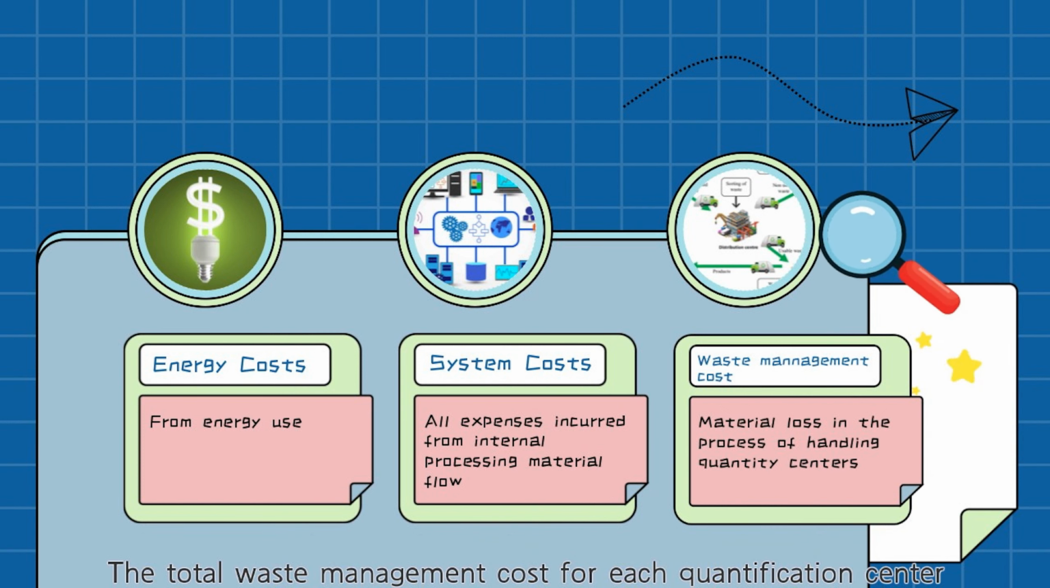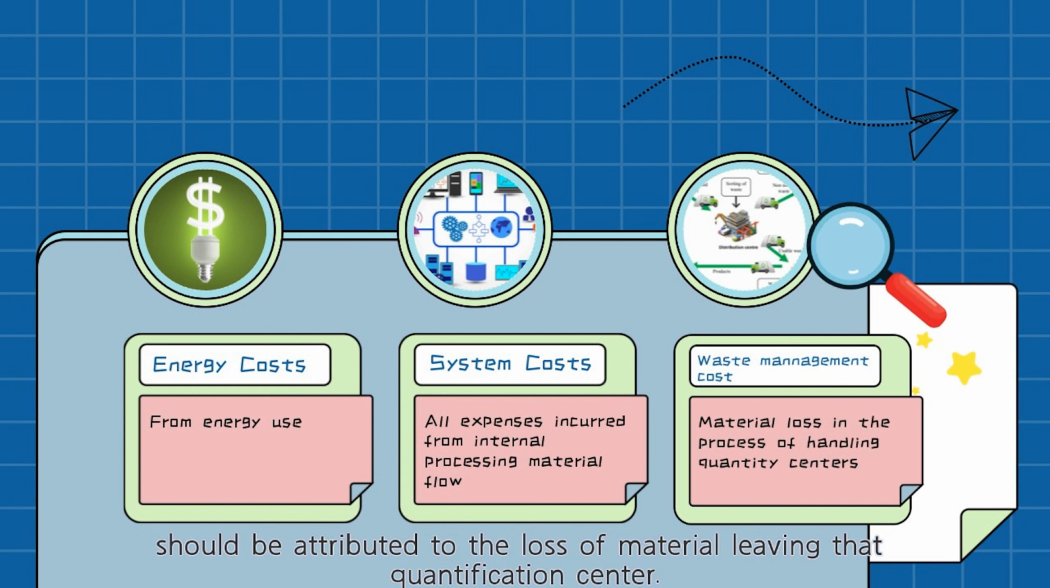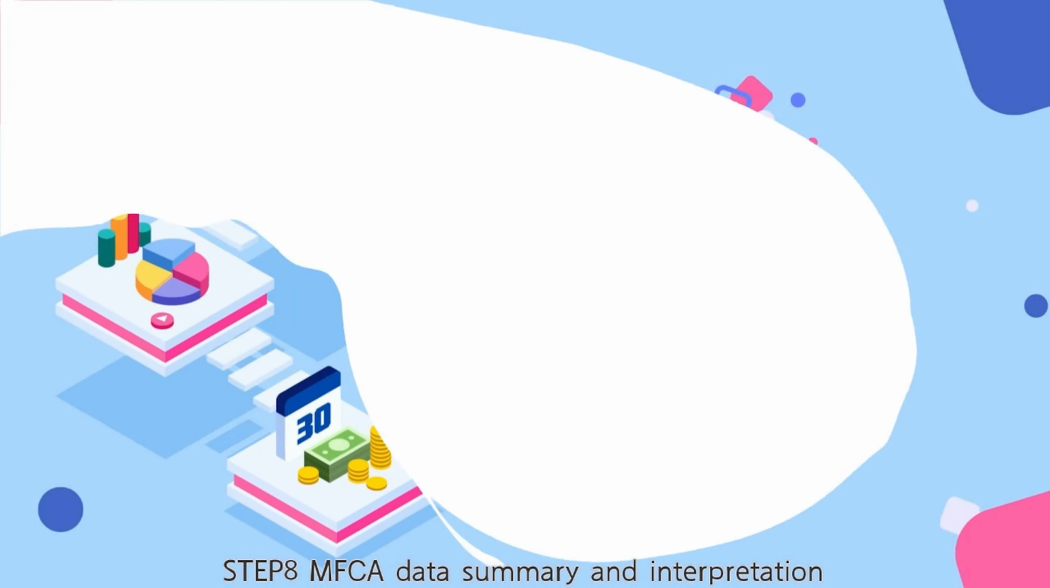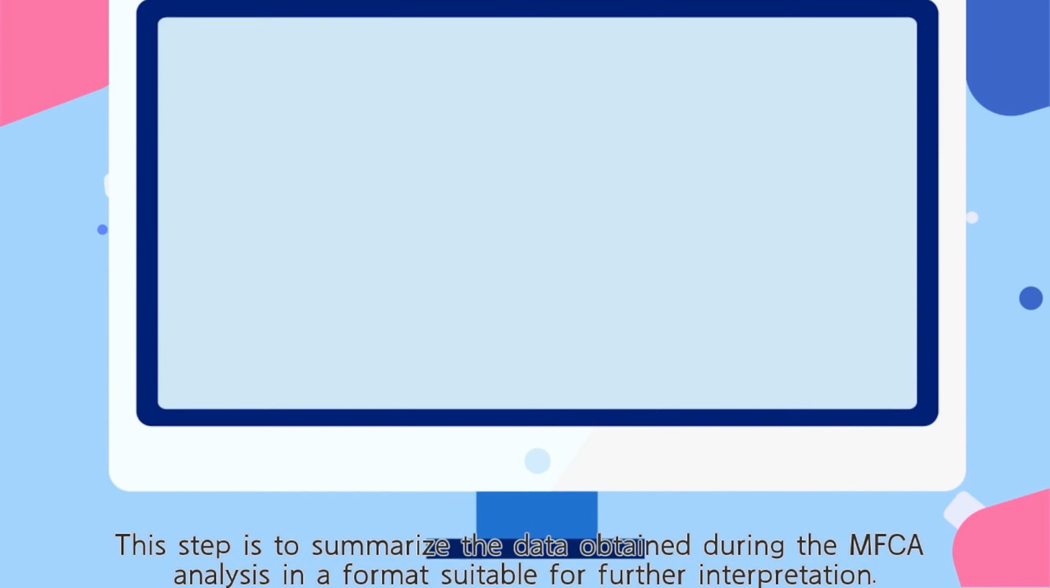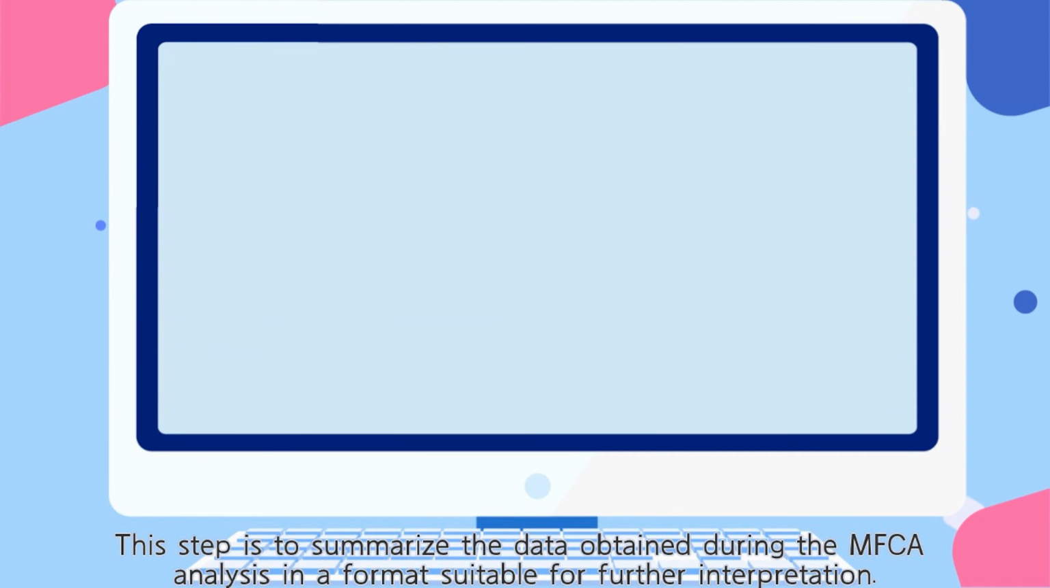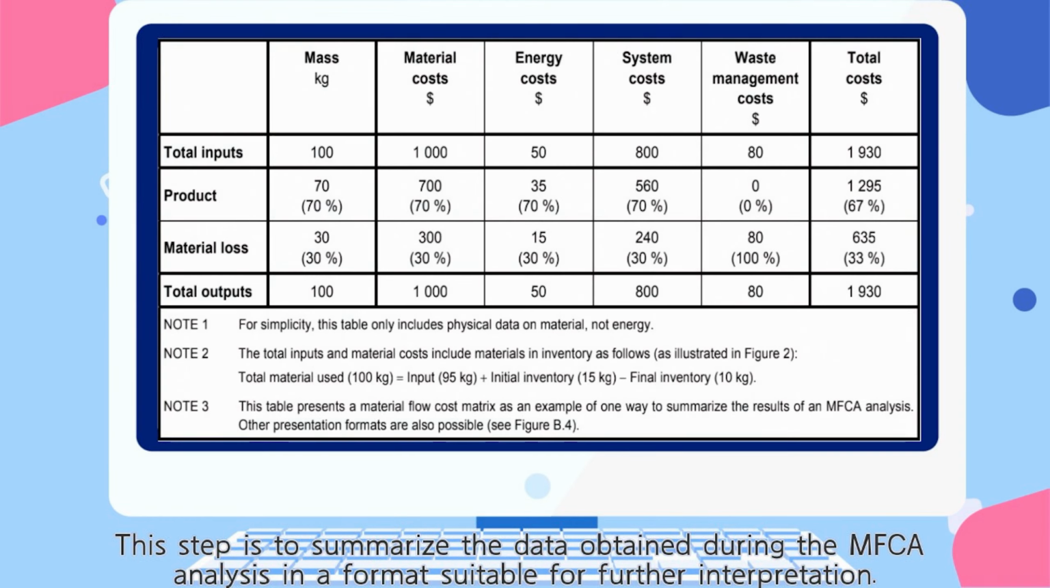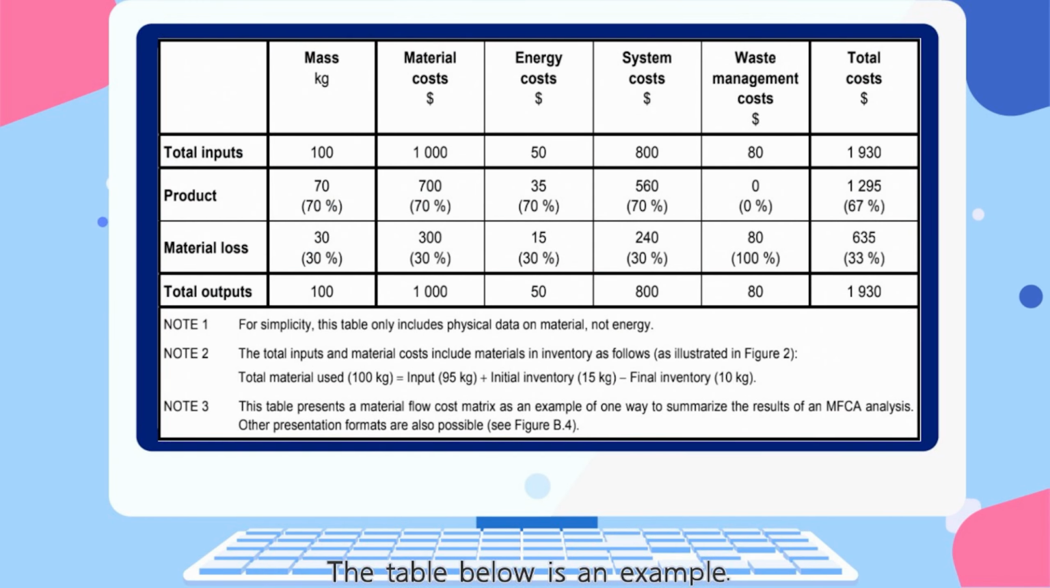The total waste management cost for each quantification center should be attributed to the loss of material leaving that quantification center. Step 8: MFCA Data Summary and Interpretation. This step is to summarize the data obtained during the MFCA analysis in a format suitable for further interpretation. The table below is an example.